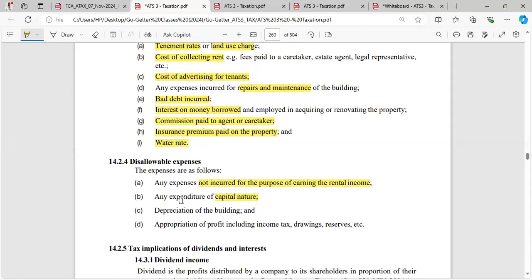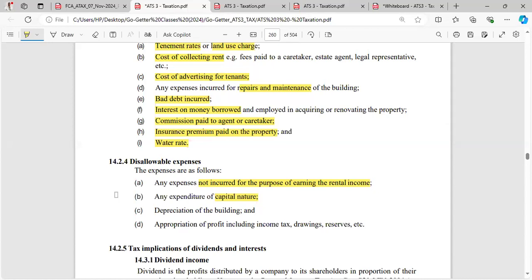So what do we mean by capital nature? One, you did a gutter. Gutter is a capital nature expenditure. You did a projection. So let's say you wanted to do a sunshade, and you now build a sunshade from the building, you now put an extension to it. Instead of going to buy a canopy, you now decide to build a shade. It's a capital nature. Even the canopy you go to buy is a capital nature expenditure.